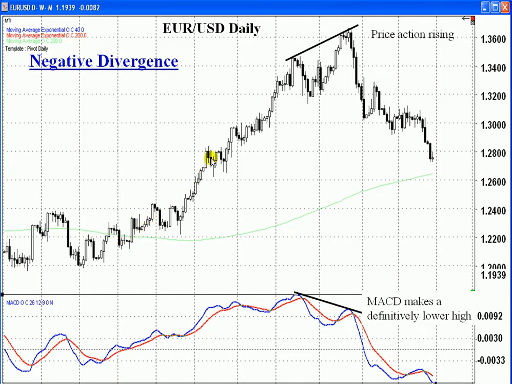Price forming a steady trend, the market making aggressively higher highs and higher lows, a nice retracement, a rally. While price rallies, MACD responds, but the trend has been overbought here. Price responds, MACD making a lower high, while price makes a higher high and then breaks down.